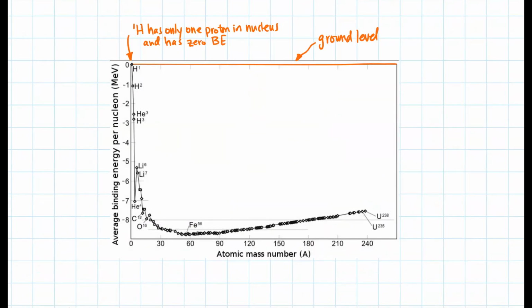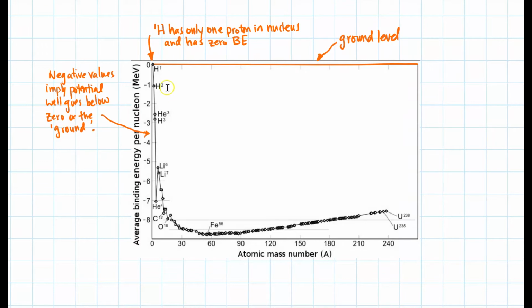So interpreting the curve on the right, note that the ground level, here is 0, is indicated by 1H, hydrogen-1. Hydrogen-1 has only one proton in its nucleus, and therefore it has 0 binding energy. There's nothing there to bind, since there are not 2 or more nucleons. So that's what we call the ground level. The next thing that I want you to note, look at these numbers. These numbers are negative. They start at 0 and they go down to about -8 to -9. The negative values imply the potential well goes below 0 or into the ground.